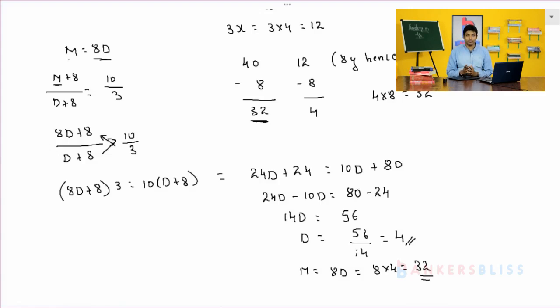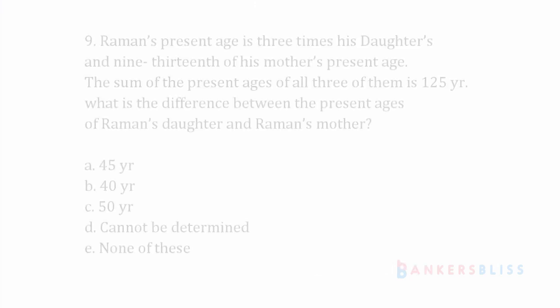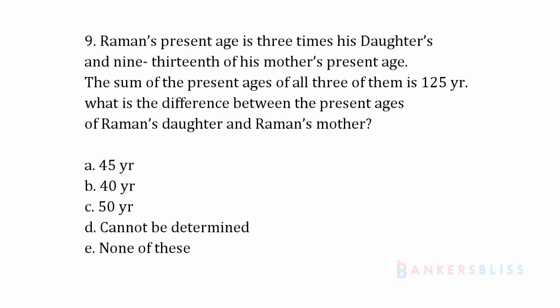Let's go to the next problem, problem number 9. Raman's present age is 3 times his daughter's and 9/13 of his mother's present age. The sum of the present ages of all three of them is 125. What is the difference between the present ages of Raman's daughter and Raman's mother?